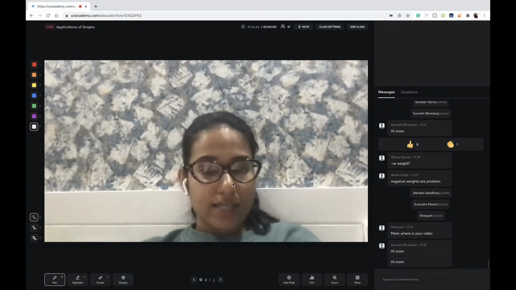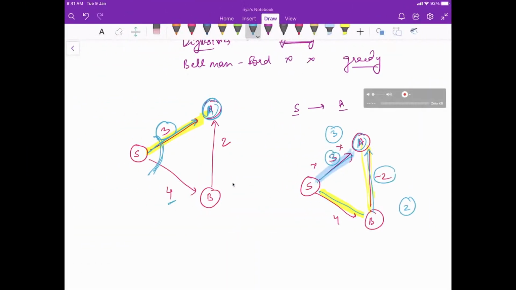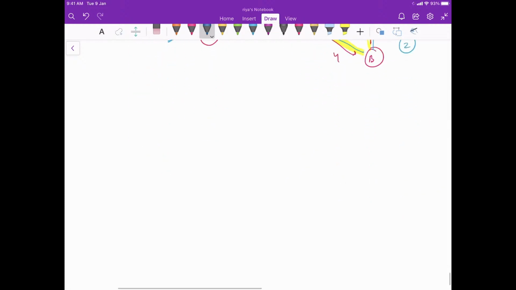So that was the case about Dijkstra, that was not working, right? So that is what we came up with. We came up with the idea of the Bellman-Ford algorithm, right? So let's just discuss that algorithm also.